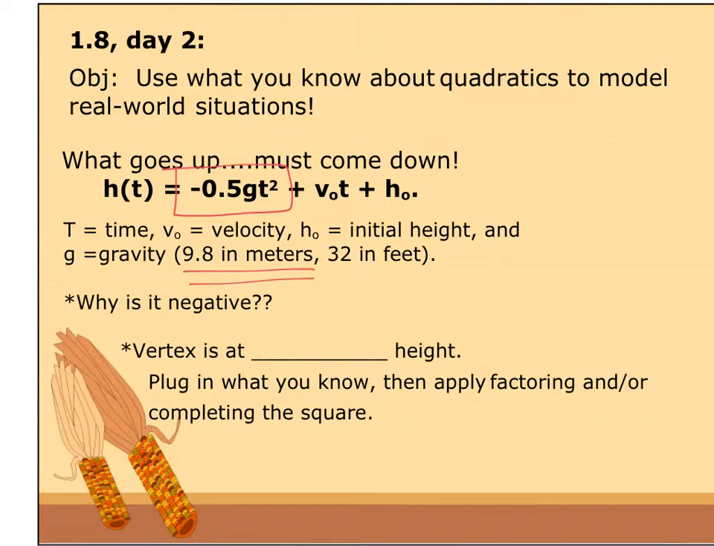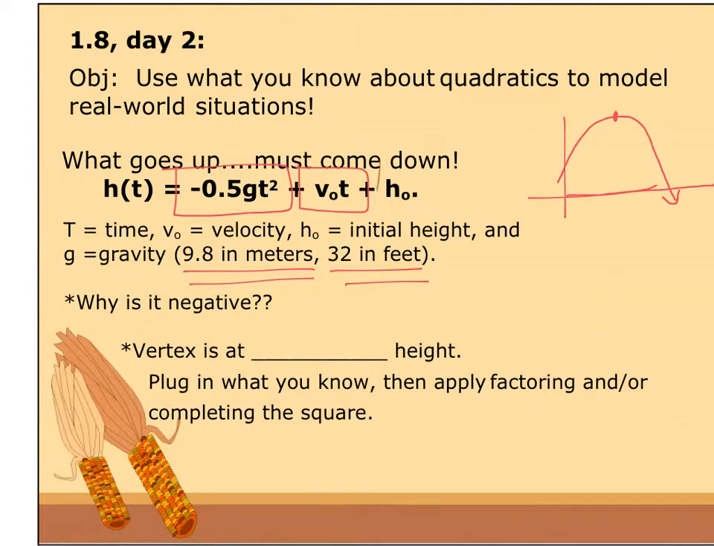Gravity is 9.8 in meters. It's got squared units, which is why it relates to a quadratic: 9.8 meters per second squared, and in feet, roughly 32 feet. We want this leading coefficient to be negative because an object in motion should go up, reach its maximum height, and then eventually come back down. So we want a parabola that opens downward. That's why we want it to be negative.